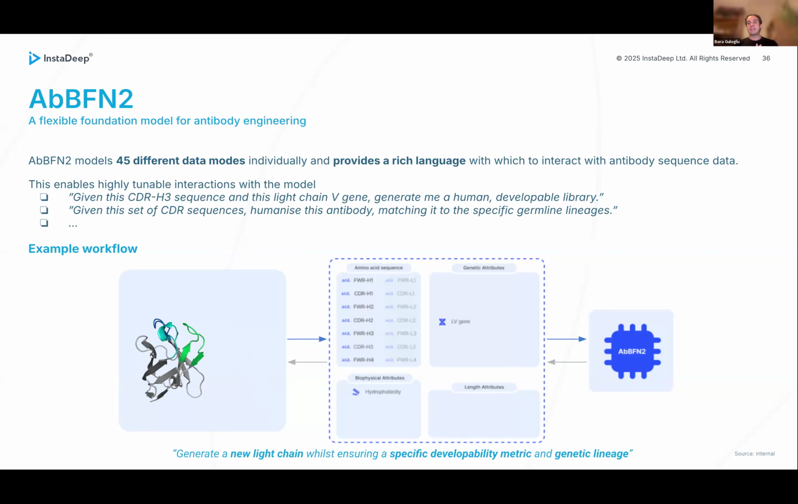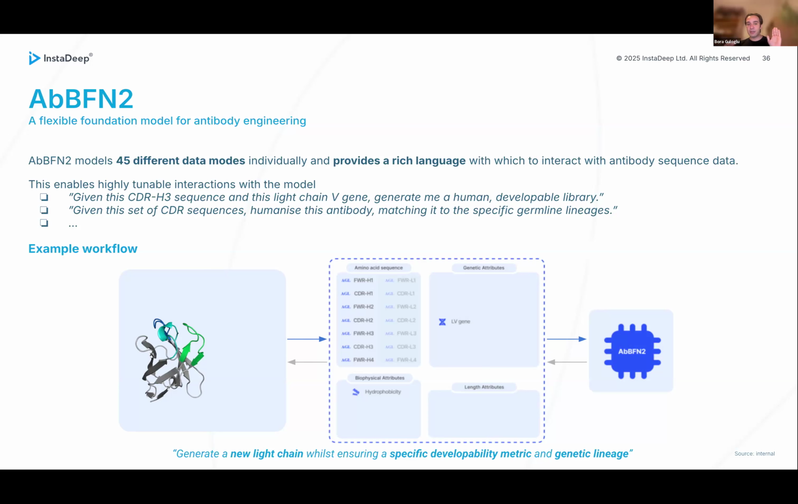So maybe the next step is, okay, I have this heavy chain now, this is great, but I notice that the hydrophobicity of this antibody overall is off. And I also don't like the LV gene. The V gene is the major genetic modality that contributes to each sequence of the heavy and the light chain. So maybe I have a specific LV gene in mind, and I also want to optimize the hydrophobicity to be in line with known therapeutics.